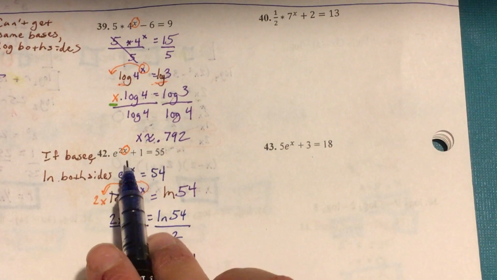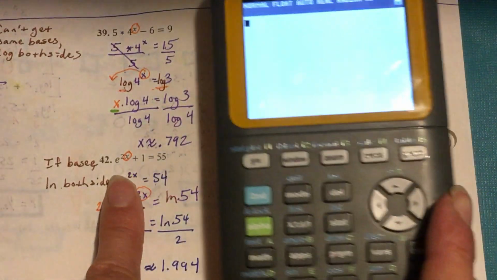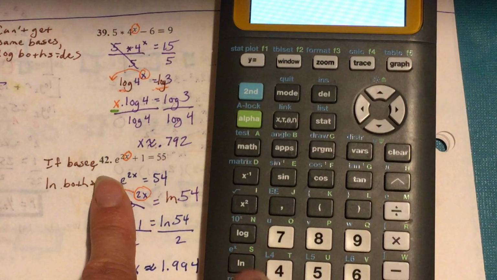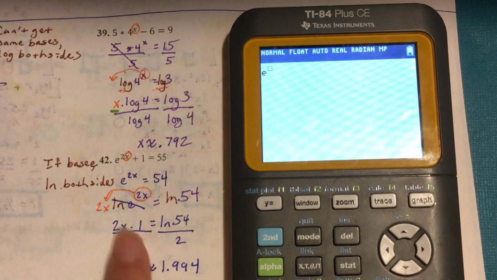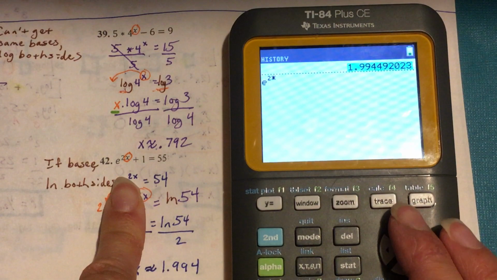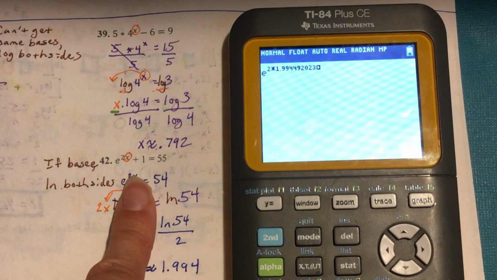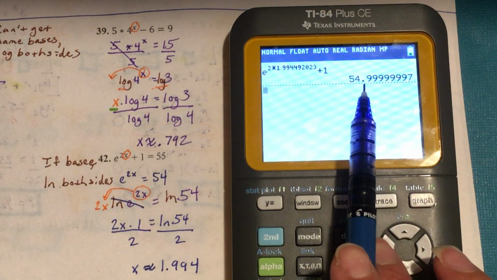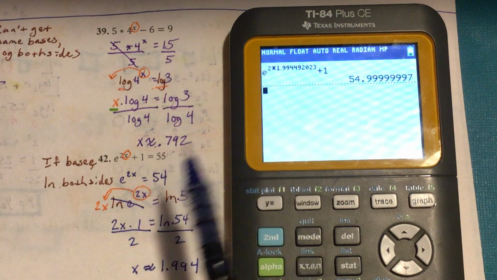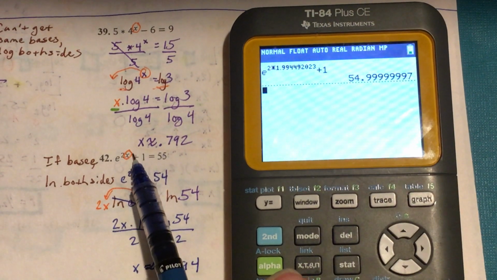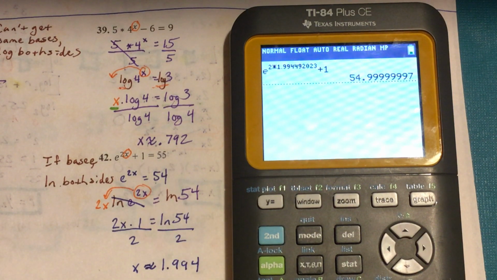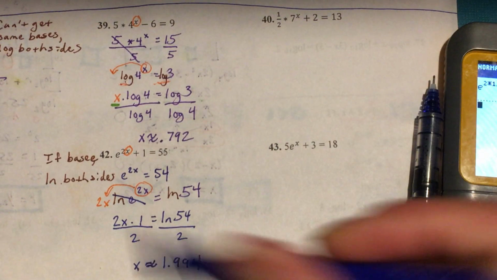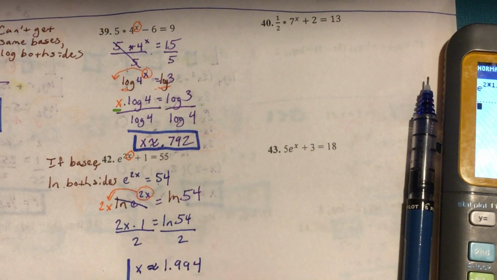Now, we could plug it back in to check for accuracy. So to get e on your calculator, you're going to do second natural log. You'll see that e to the x there. So e to the 2 times that stored answer, then plus 1. And we see that, yep, that gets me very, very close to that 55. And older calculators, again, make sure you enclose this in parentheses to ensure the 2 and the x are both up in the exponent. So you can check for accuracy here, but because it's an exponential equation, we don't need to check for extraneous solutions.